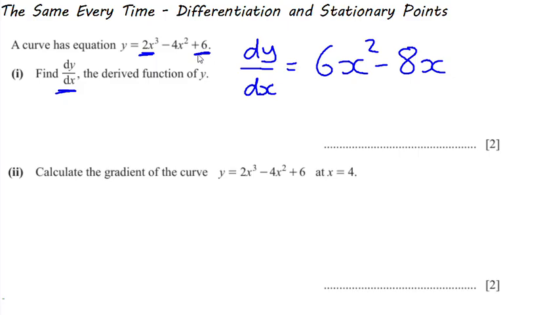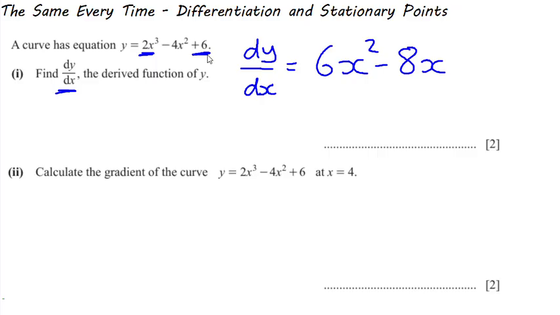And then if I have a number on its own, this is worth remembering, a number on its own when I differentiate will just differentiate to 0, so I don't have to write it down. So that's it, that's my 2 marks. Dy by dx, the derived function, the derivative, the differentiation, 6x squared minus 8x. Multiply by the power and then take away 1 from the power. So 2 marks there, 2 marks for doing that.